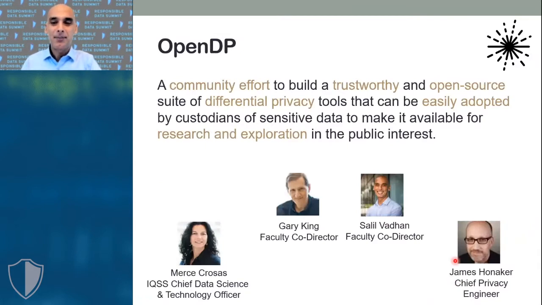What is OpenDP? It is a community effort to build trustworthy open source software for differential privacy. I'm joined in leading OpenDP by my faculty colleague, Gary King, who is a political scientist and statistician, Merce Crosas, the chief data science and technology officer at Harvard's Institute for Quantitative Social Science, and James Honaker, our chief privacy engineer. Before OpenDP, let me provide some background on differential privacy.